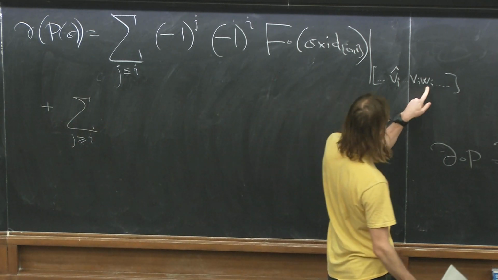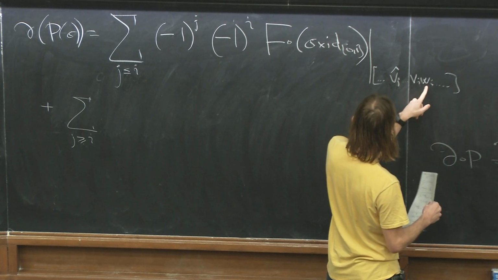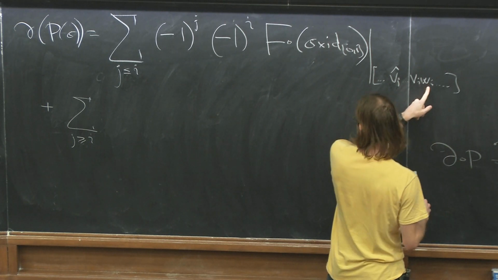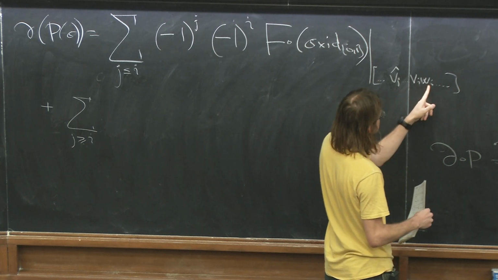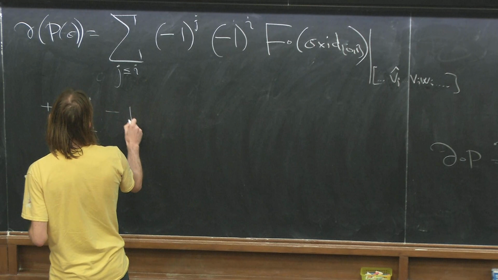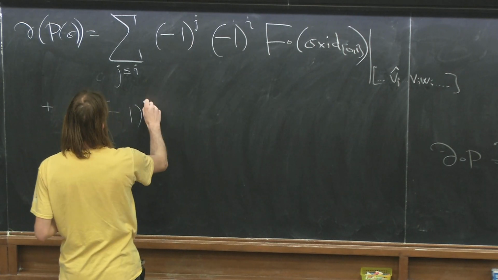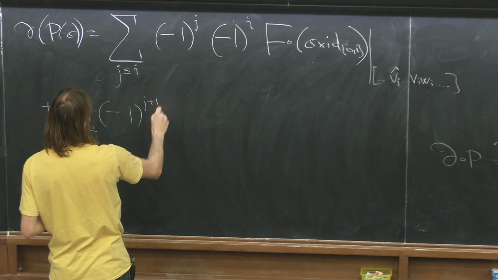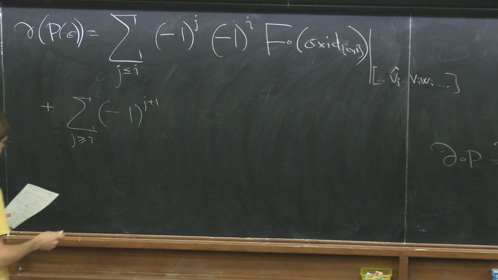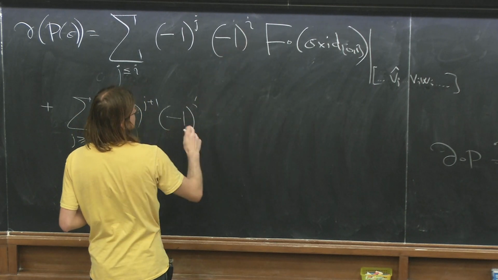So here we'll do the shift. Here we will start counting. So j equals i means we are at this position. j equals i plus 1, we are at the next position. Since we made a jump by 1, instead of minus 1 to the j, there actually will be minus 1 to the j plus 1. The rest will still be the same.